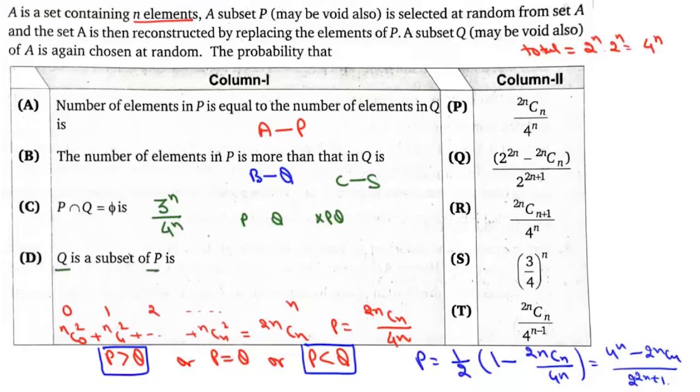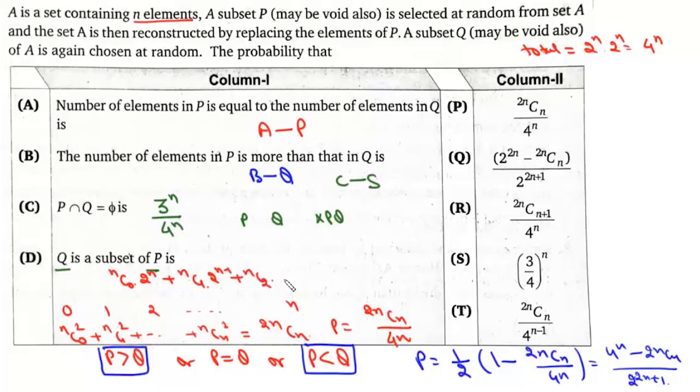Now D is Q is a subset of P. Now if Q is a subset of P, then first case is when Q doesn't have any element. So it is nC0. Then in that case, for each element we have two choices. So we can construct this P in 2 to the power n ways. Now if there is one element in Q, now that element is already present in P, then for the remaining n-1 elements, we'll have 2 to the power n-1 choices.